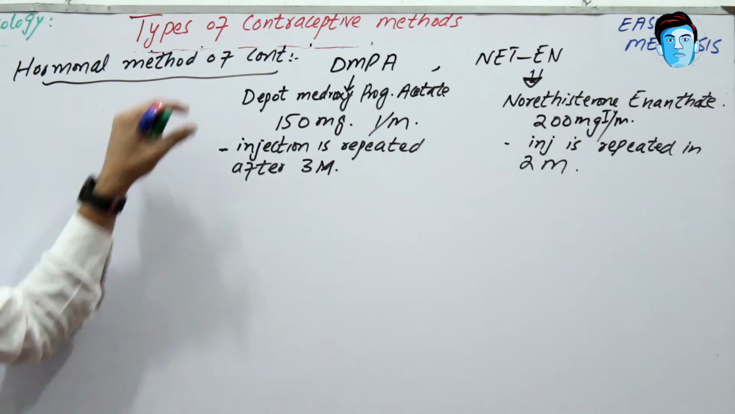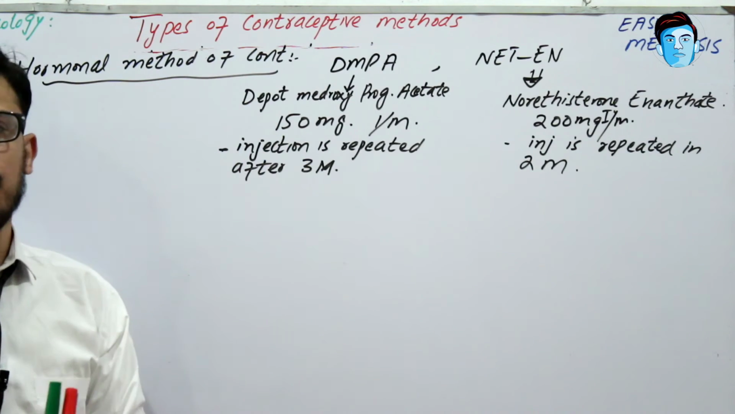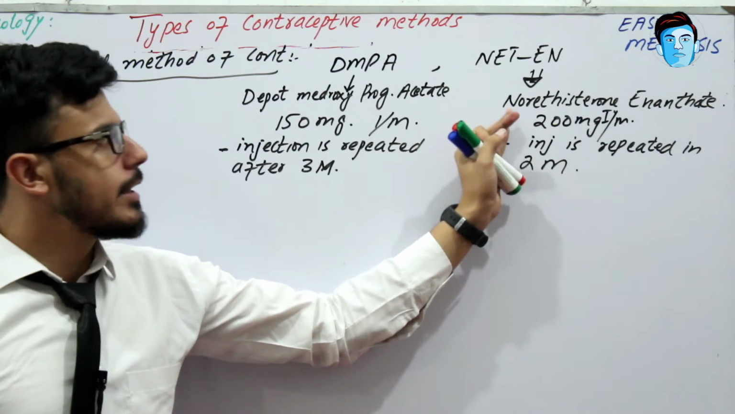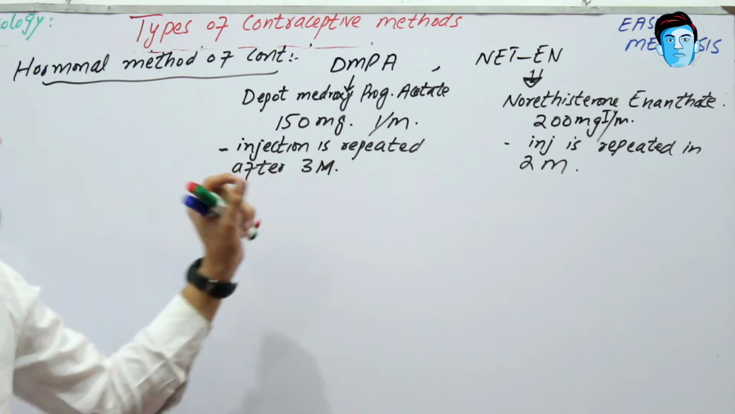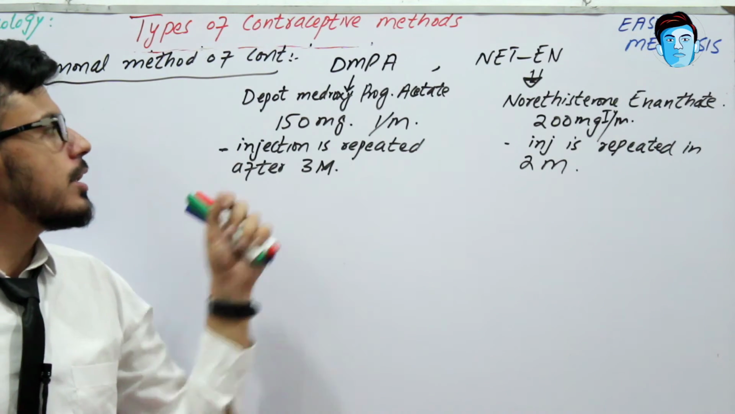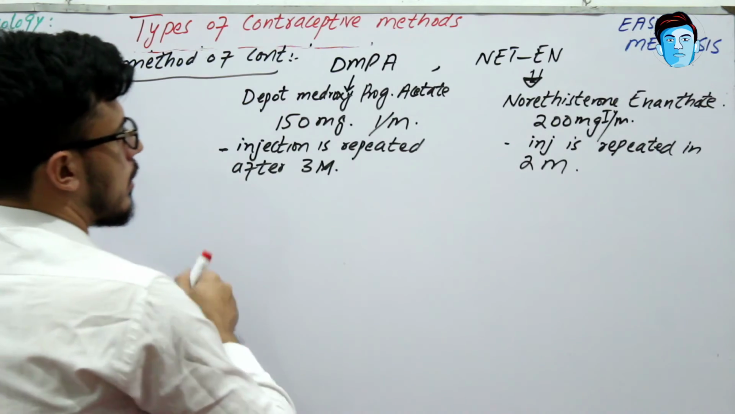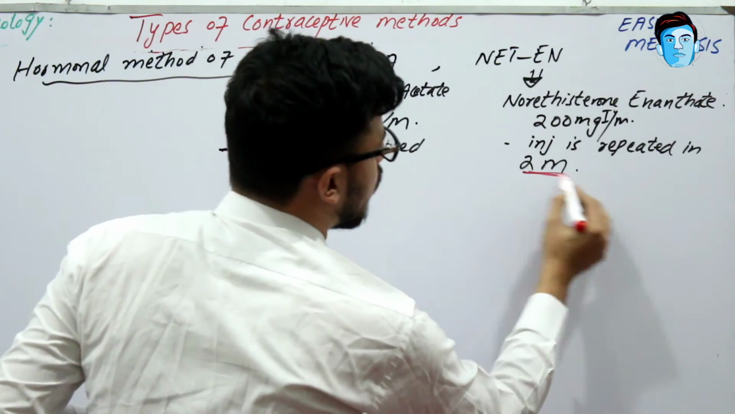DMPA stands for depot medroxyprogesterone acetate. It is given in a dose of 150 mg intramuscularly, while NET-EN stands for norethisterone enanthate, and it is given in a dose of 200 mg intramuscularly. DMPA is repeated after every 3 months, while NET-EN is repeated in 2 months.